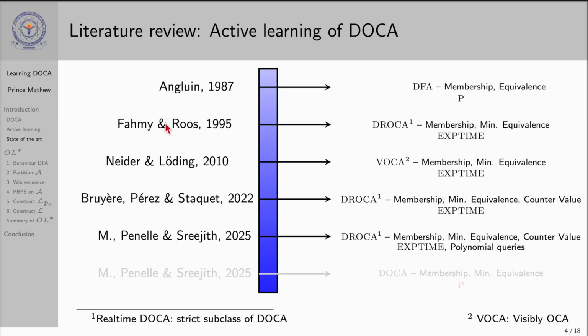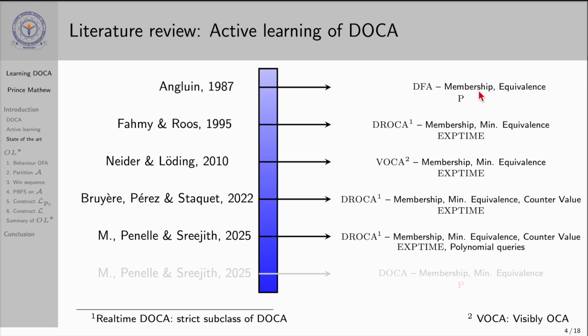Let's take a brief look at the existing literature. In '87, Angluin proposed a learning algorithm for DFA using membership and equivalence queries that runs in polynomial time. This is the famous L-star algorithm. In '95, Fahmy and Roos gave a learning algorithm for deterministic real-time one-counter automata using membership and minimal equivalence queries that runs in EXP time. It also required an exponential number of queries.